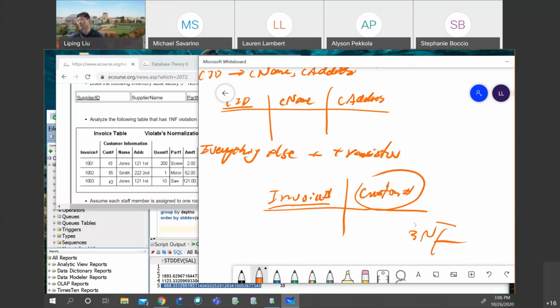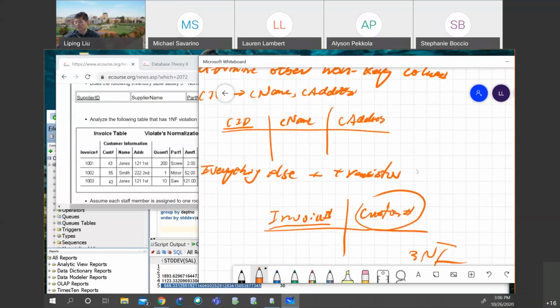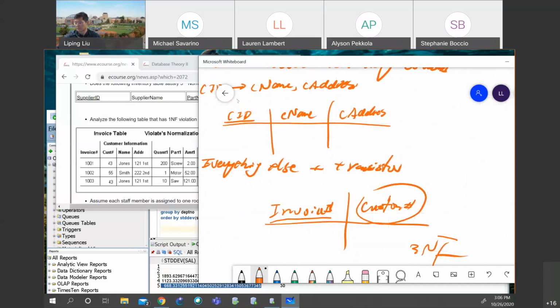Because if a table has only one non-key column, then third normal form is pretty much automatic if it's already in second normal form. And this one is already in second normal form because the primary key has only one column. Does it make sense? So end result, we have three tables, this table and this table.